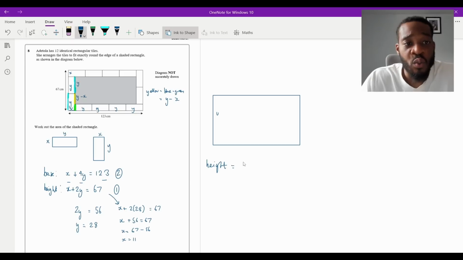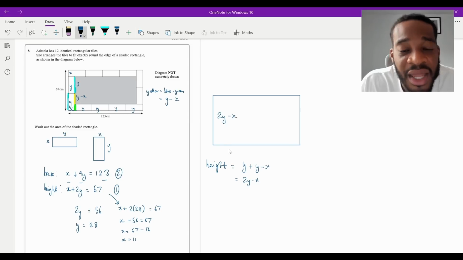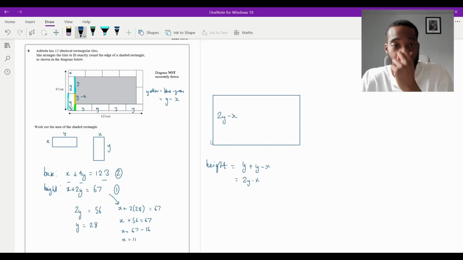just by looking at it, it's going to be y plus y minus x, which is going to be 2y minus x, isn't it? So therefore, I can put that there. So I'll rub this out and I put 2y minus x. So put that there. It's going to be 2y minus x. That is going to be the height of this shaded rectangle that we're looking for.